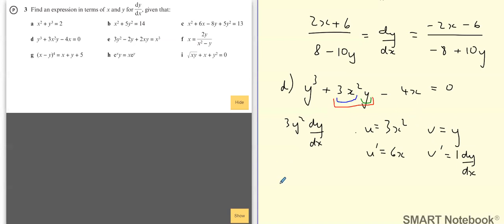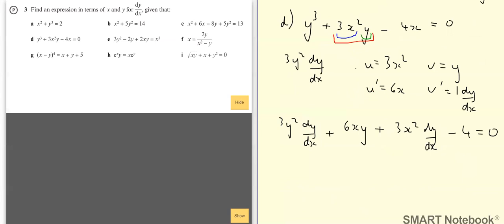Now I can use the product rule. So here I've got 3y squared dy by dx. And then if I use the product rule, v times u dash, so y times 6x is going to become 6xy. Plus u times v dash, we get 3x squared, and then when we differentiate minus 4x, oops, I've done something wrong here. 3x squared times that is dy by dx, yeah. And then I've got minus 4 equals 0. Okay, that has to be my working out for this question.